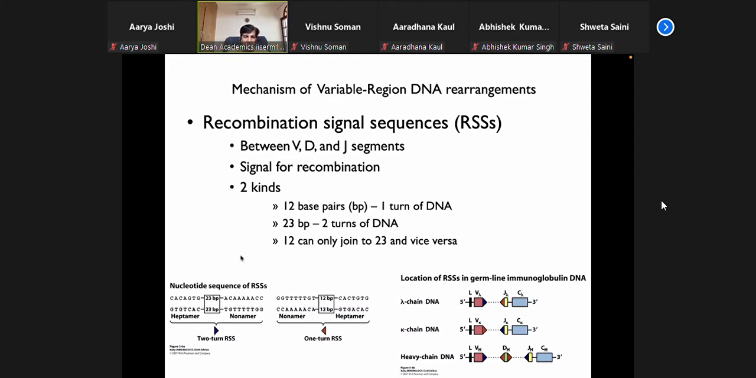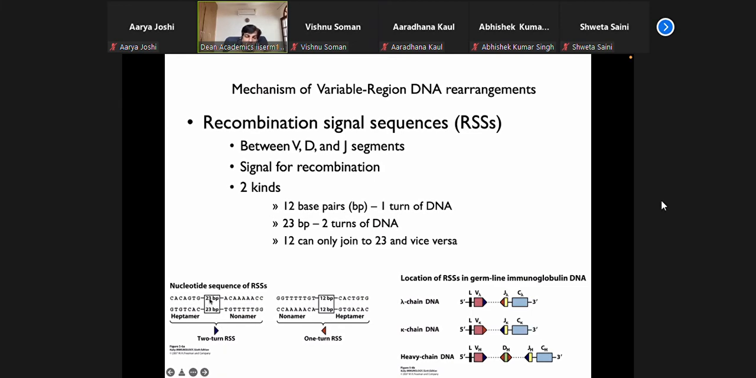Just look at this thing here. So this RSS consists of nucleotides which are organized in a way where you have a heptamer. Heptamer is what? Seven nucleotides, right? And then you have any sequence of 23 base pairs, followed by a nonamer sequence. Nonamer and heptamer remain constant.